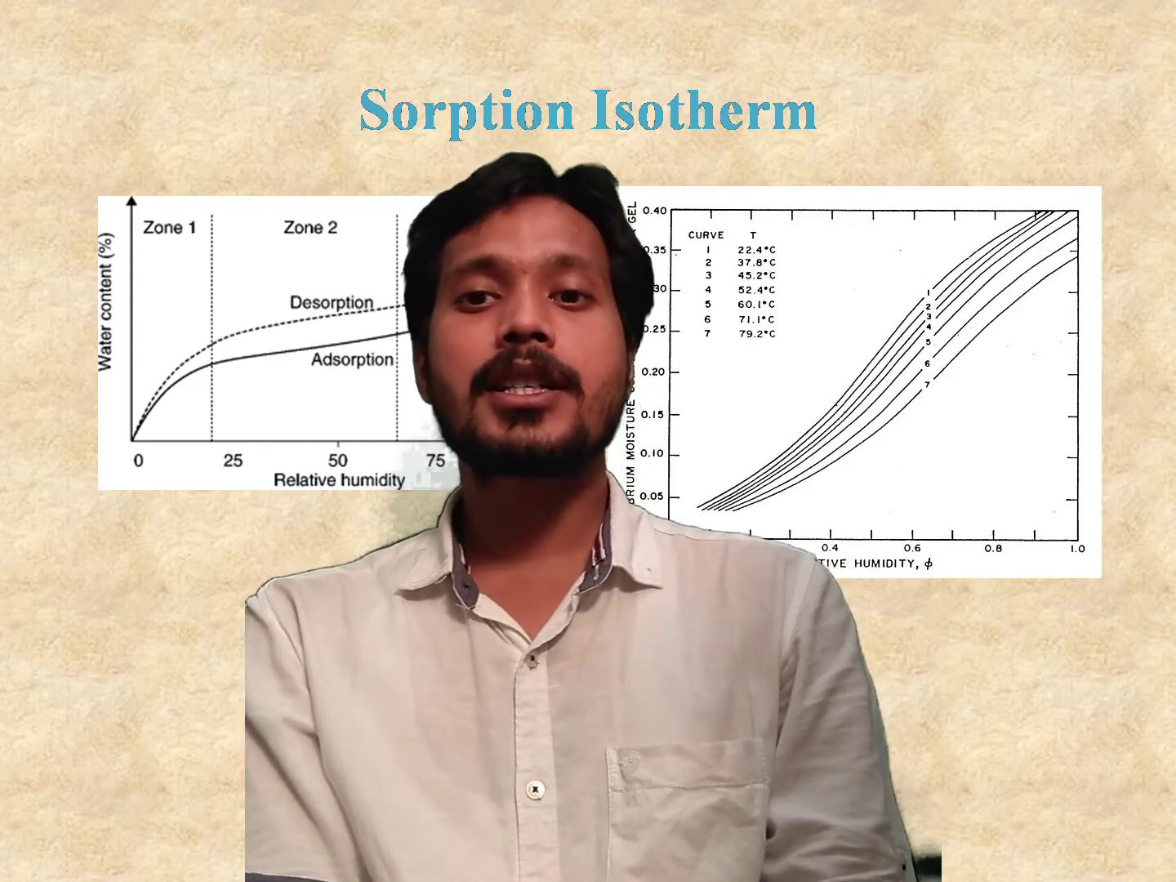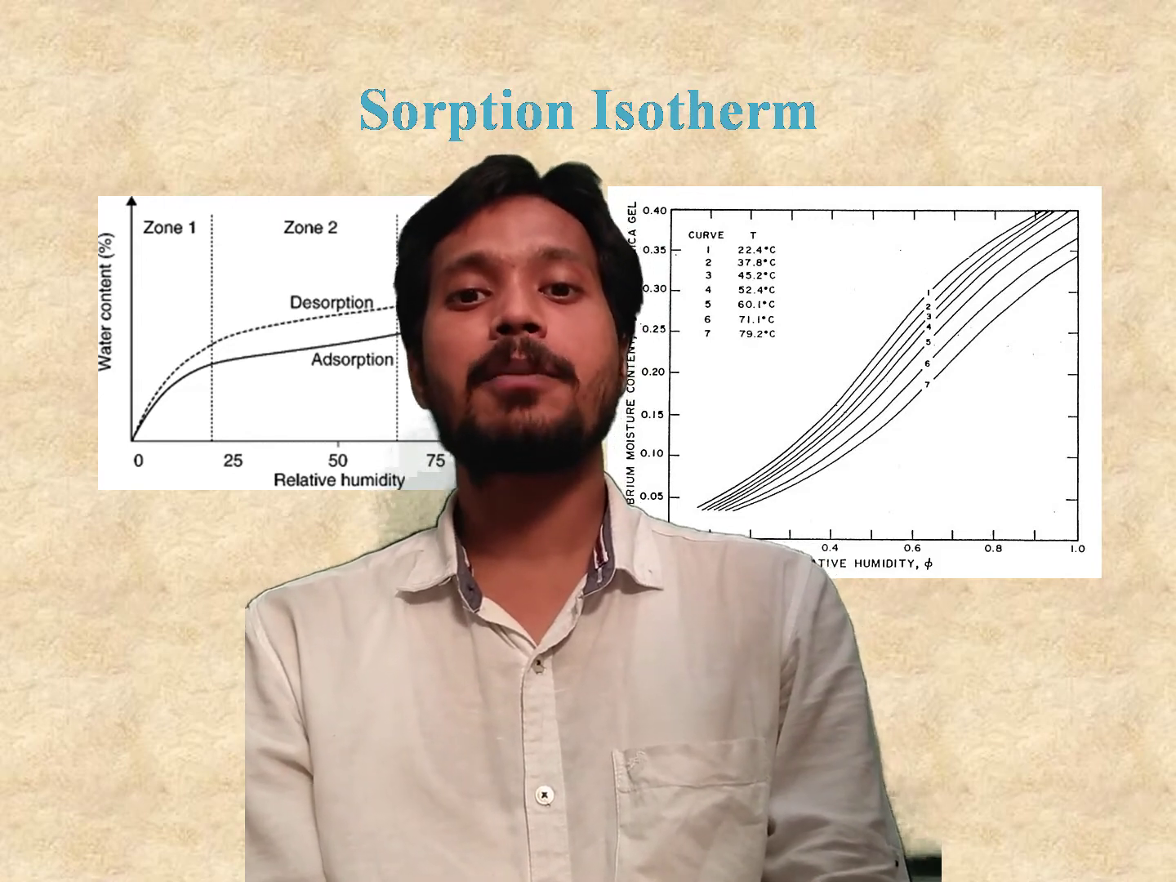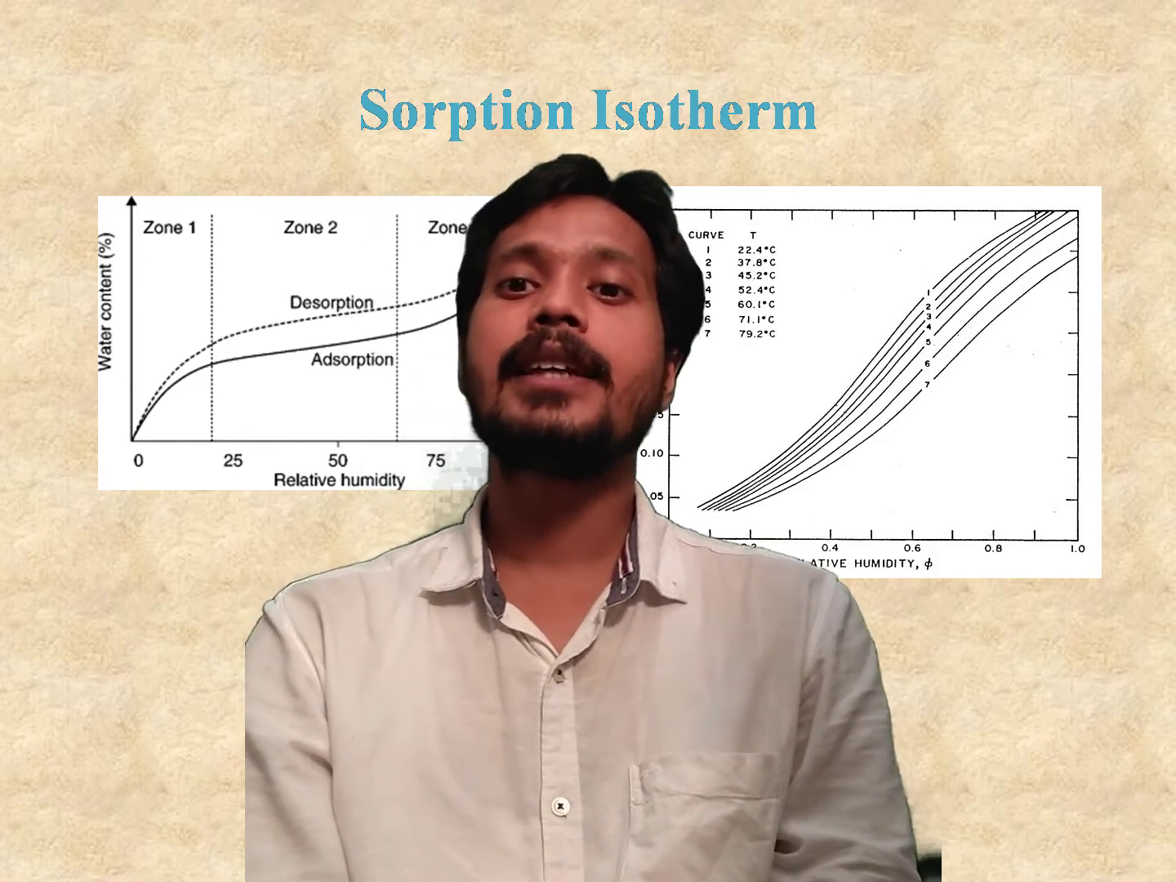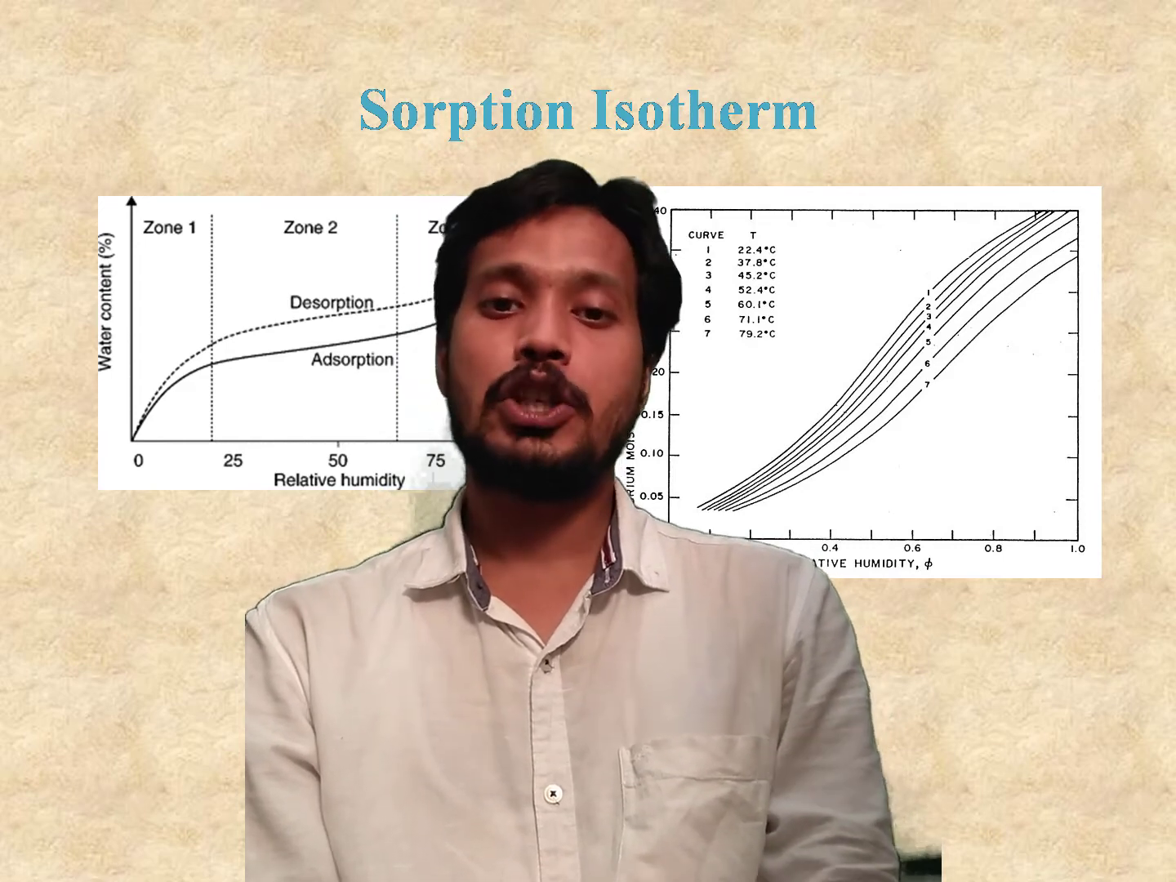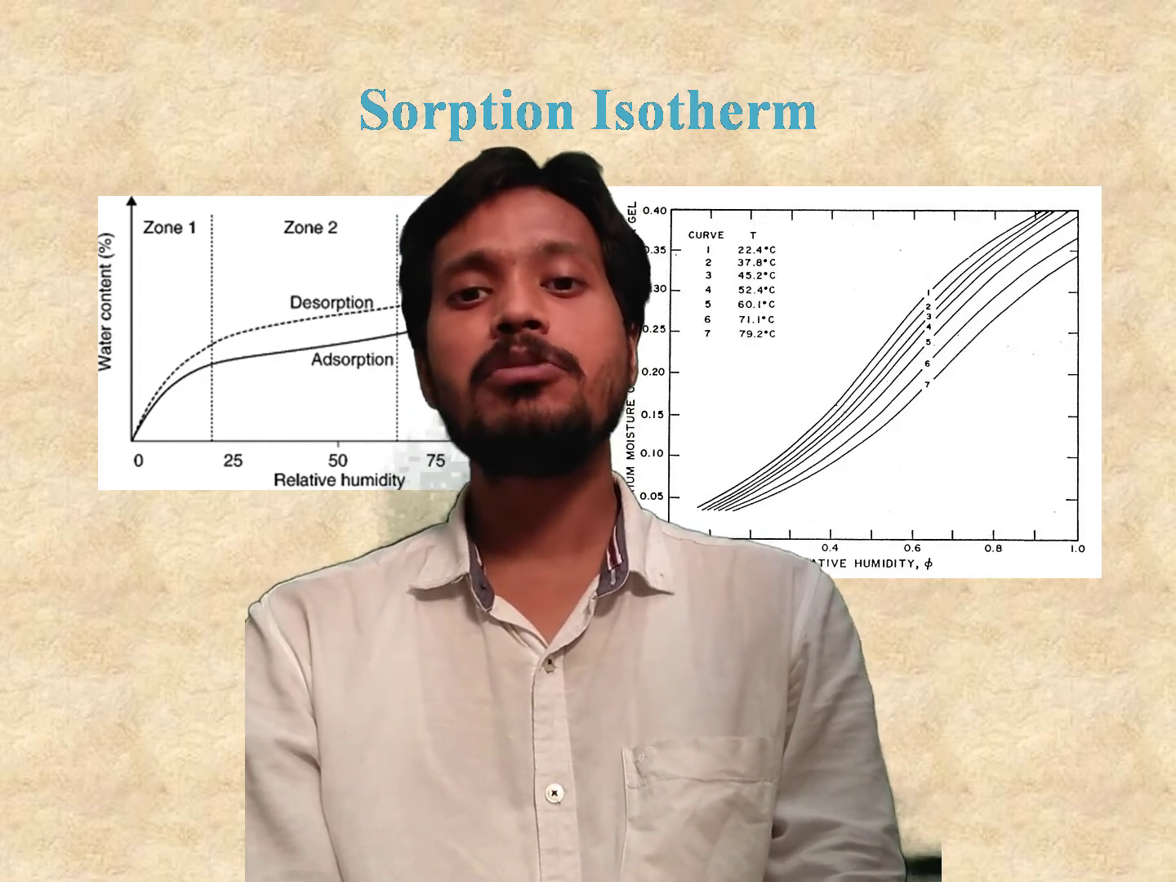In this equilibrium moisture content curve, on the y-axis we have taken equilibrium moisture content and on the x-axis we have taken relative humidity. Relative humidity can be defined as the vapor pressure of water vapor present in air divided by the vapor pressure of water vapor present in saturated air. Now what is saturated air? Saturated air means the vapor pressure of water vapor is 100%.